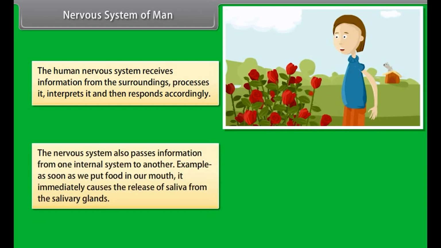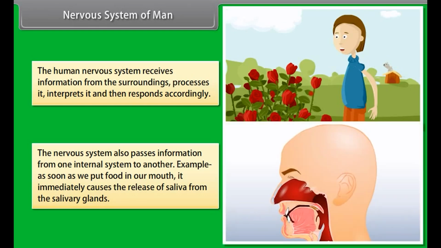The nervous system also passes information from one internal system to another. Example: as soon as we put food in our mouth, it immediately causes the release of saliva from the salivary gland.